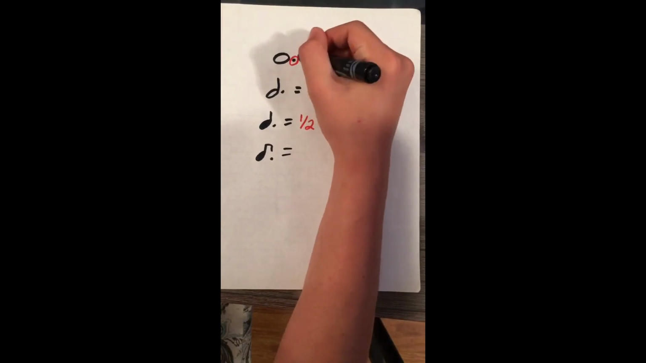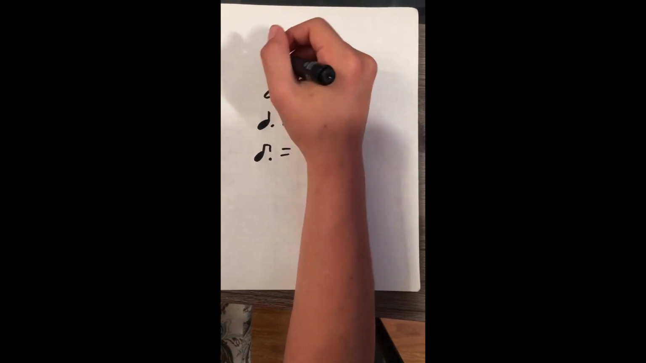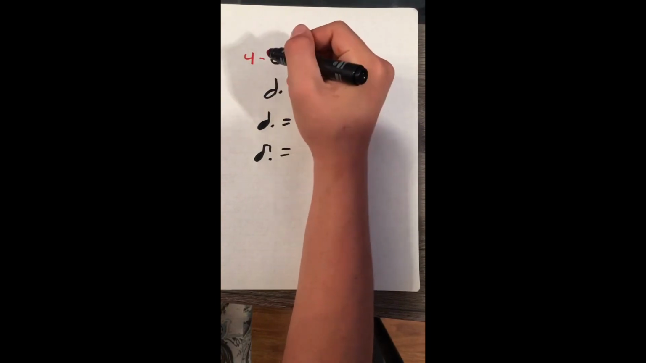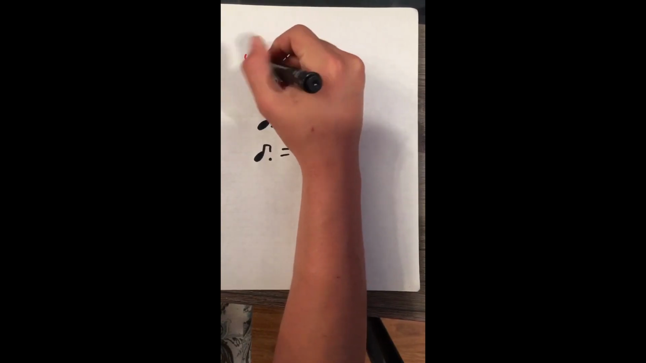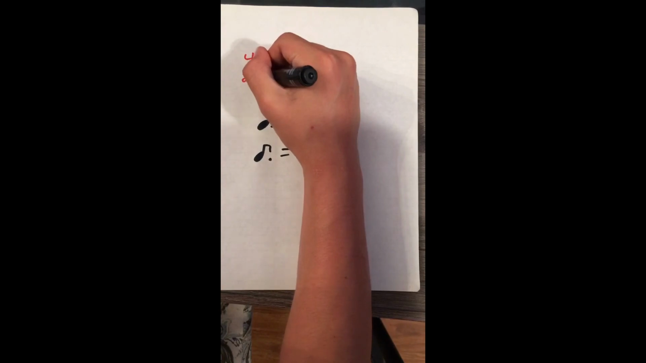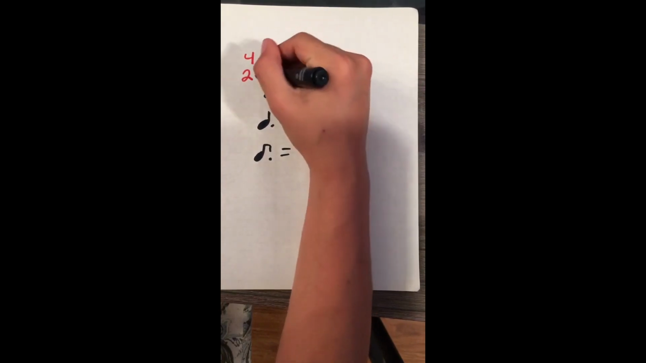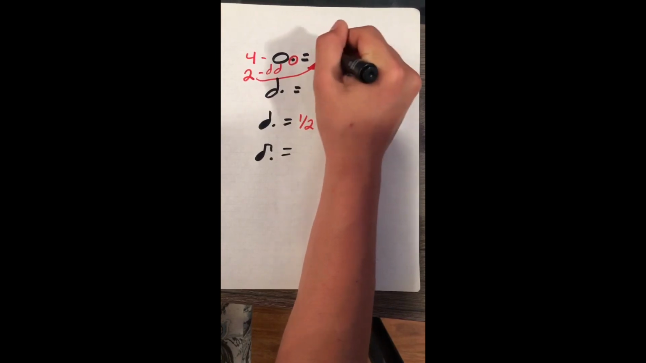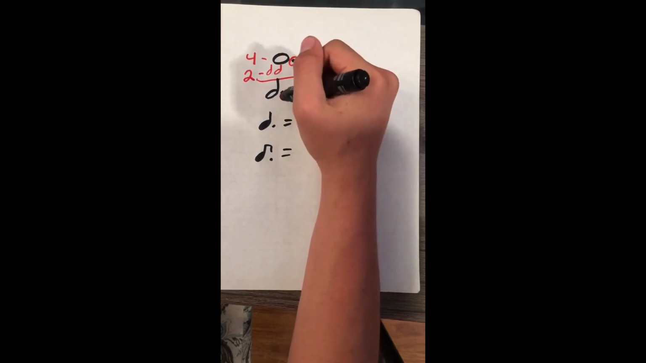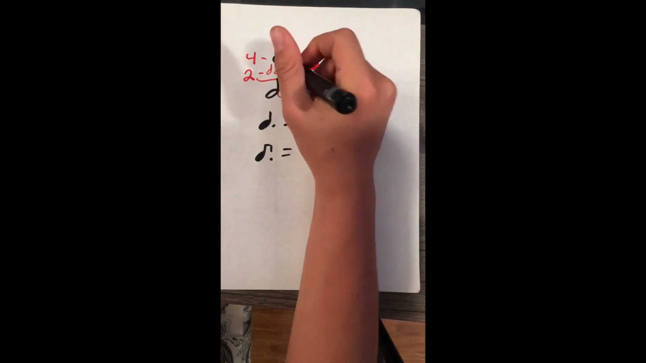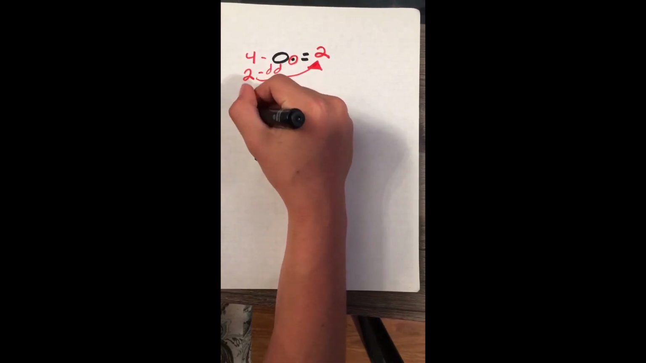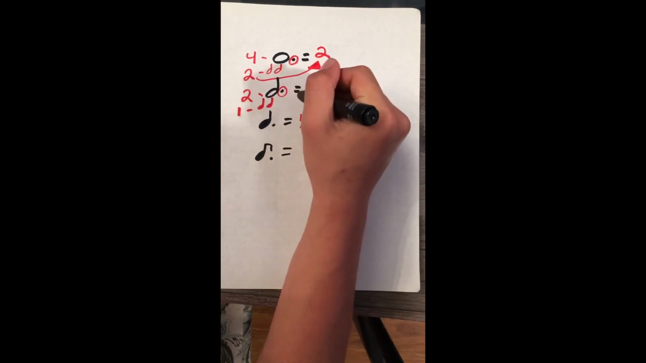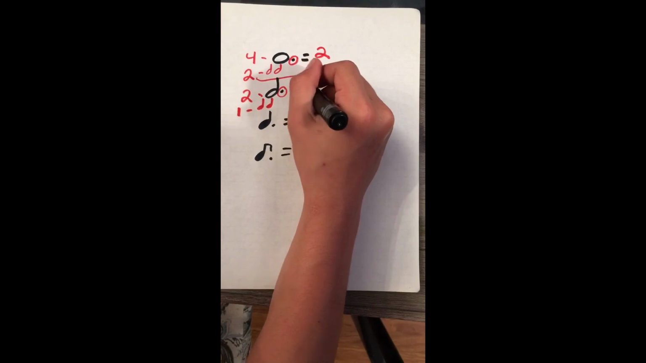what does the dot in a dotted whole note equal? Well, a whole note is worth 4 beats. A whole note is made up of 2 half notes. A half note is equal to 2 beats. So, the dot must equal 2. A dotted half note: the half note is worth 2 beats and is made up of 2 quarter notes. A quarter note is worth 1 beat, so the value of the dot in a dotted half note must be 1 beat.